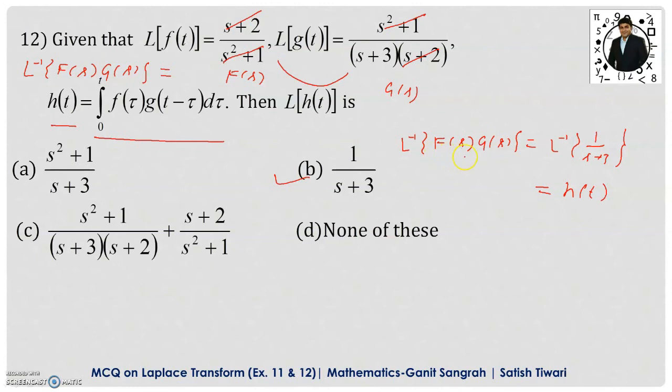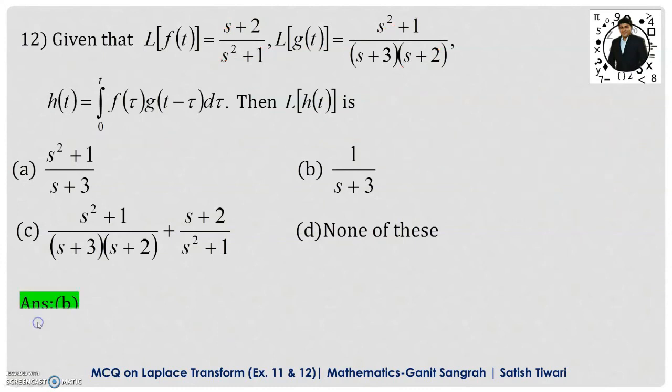Because L inverse of F(s) into G(s) equals L inverse of 1 upon s+3, and this quantity is h(t). And if I take the Laplace transformation of h(t), that will be F(s) into G(s), and that we have found as 1 upon s+3. So option B is the correct option.